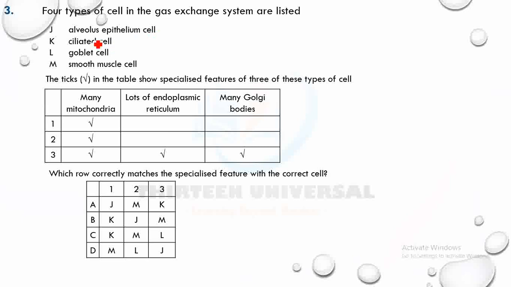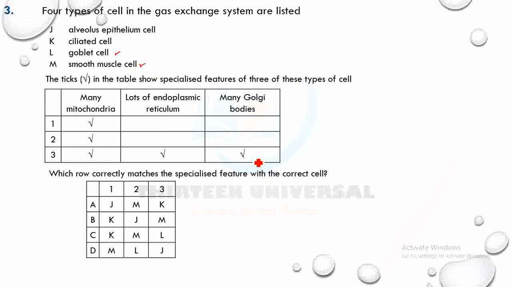We have the alveolus epithelium. But to solve this question sharply, this is talking about many mitochondria, which are involved in active processes: goblet cell and muscle cell. Okay, smooth muscle. All of them have mitochondria. But which one causes the secretion of mucus? It will have many Golgi. So the one that has many Golgi is L.